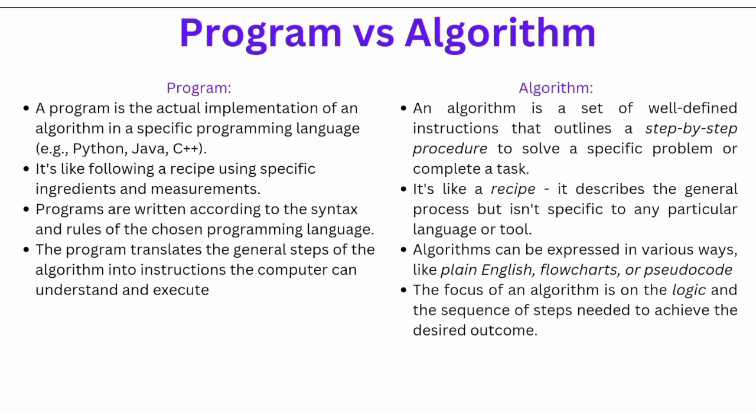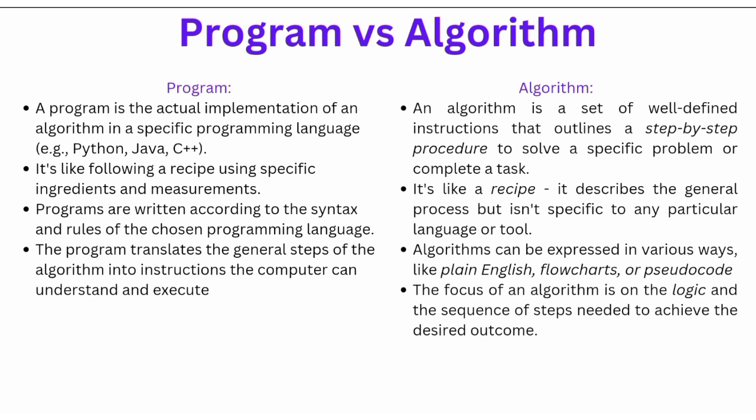So here the program is the implementation of the algorithm. In the previous example we discussed it, right? The algorithm is the instructions given on how to prepare a tea. And if you follow those instructions and prepare a tea, then it is nothing but a program. It's like following a recipe using specific ingredients and measurements. In the algorithm we have given some instructions, and if you follow those instructions and prepare the recipe, then it is nothing but a program.